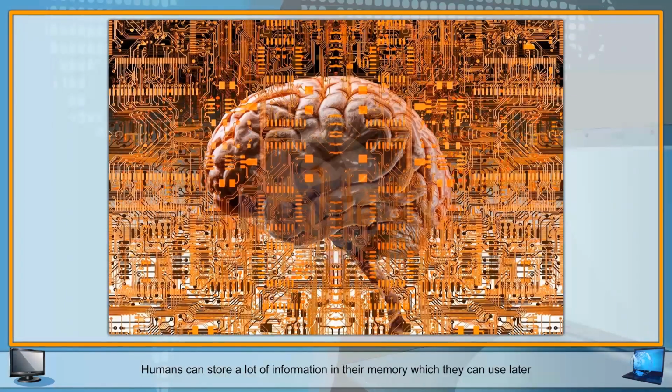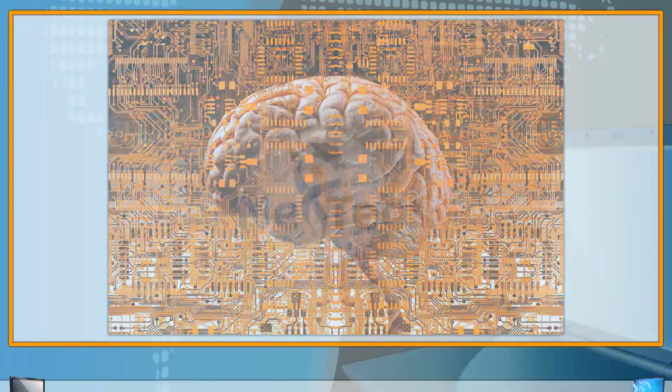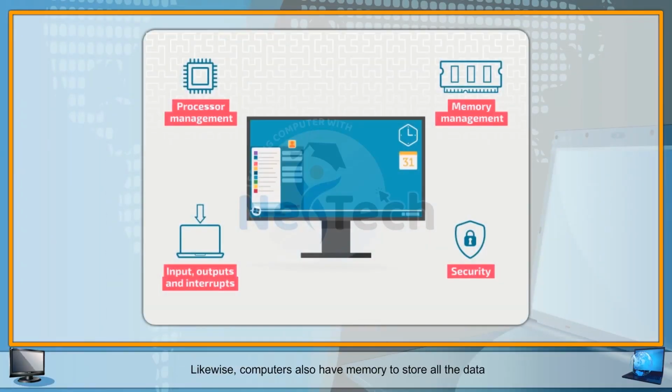Humans can store a lot of information in their memory which they can use later. Likewise, computers also have memory to store all the data and instructions that are needed to perform a variety of tasks.